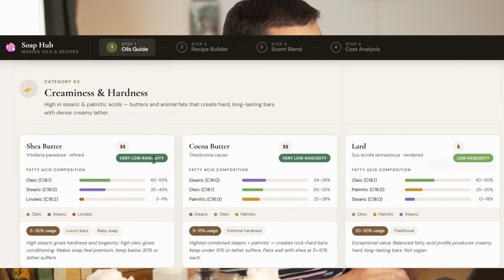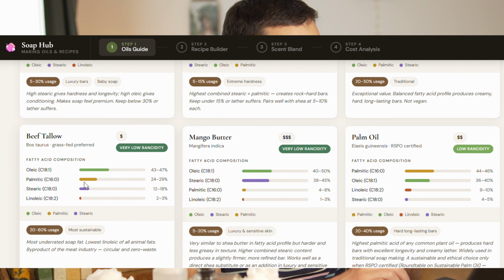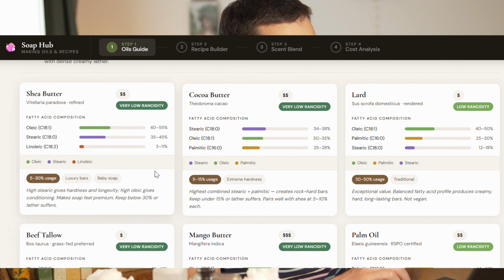Beef tallow, as you see, has a palmitic acid concentration of 24 to 29%. It has a stearic acid concentration of 12 to 18% and an oleic acid concentration of 43 to 47%. While shea butter is a bit different. It has a higher concentration of stearic acid and actually very, very low palmitic acid concentration. That's the good thing about beef tallow, is that it has the palmitic acid that basically makes your whole soap more long lasting. And why is that?